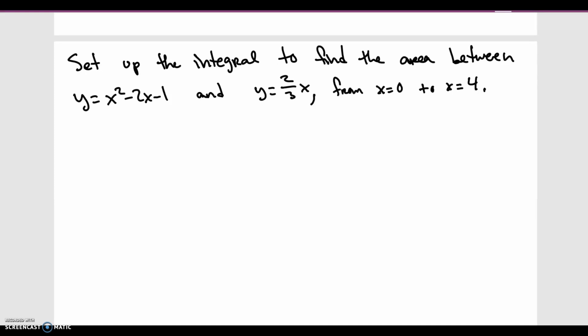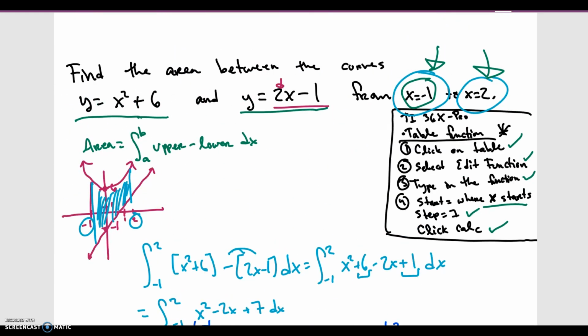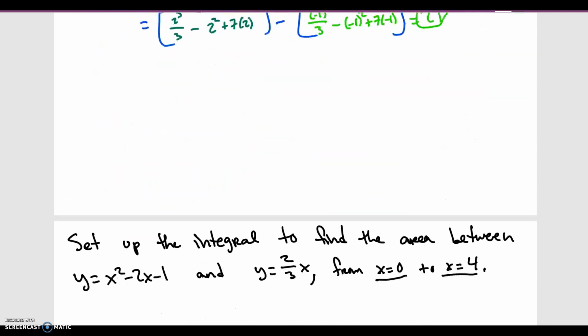Okay, so we want to set up the integral to find the area between y equals x squared minus 2x minus 1 and y equals 2/3 x from x equals 0 to x equals 4. So the first thing that we really want to do when I have these types of problems is graph them between 0 and 4 in this case. Just kind of how we did here, where we were graphing the function between x equals -1 and 2, we're going to do the same thing here.